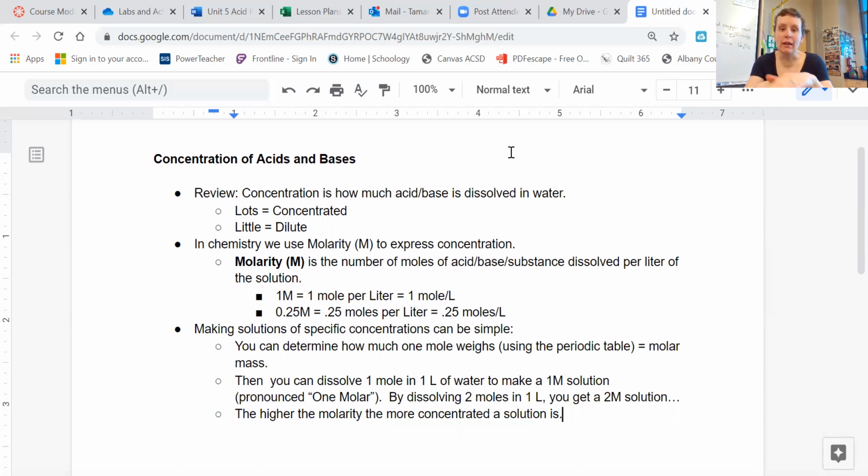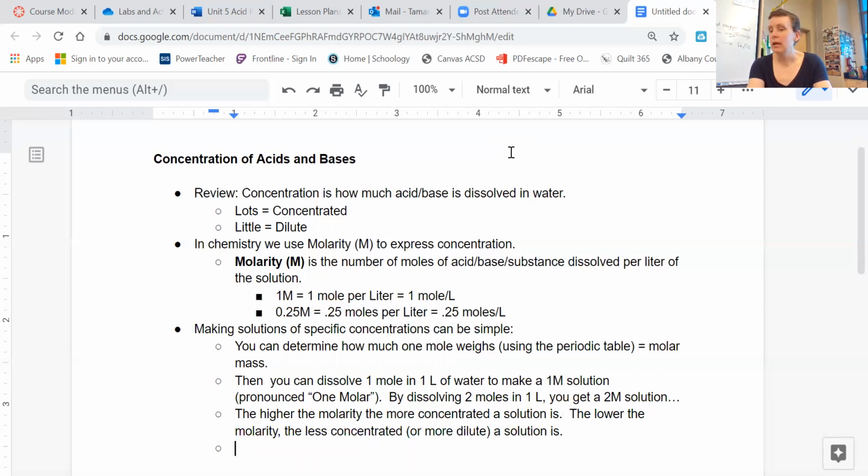You don't need to know anything else. All you need to know is the number that comes before that capital M. The higher that number is, the more concentrated the solution is. It doesn't matter how much solution you have. It doesn't matter what the substance is that's dissolved. It doesn't matter how many grams are dissolved. What matters is the number before that capital M. How many moles of substance are in the solution? The higher the molarity, the more concentrated the solution is. And then the other way around. The lower the molarity, the less concentrated or more dilute a solution is.